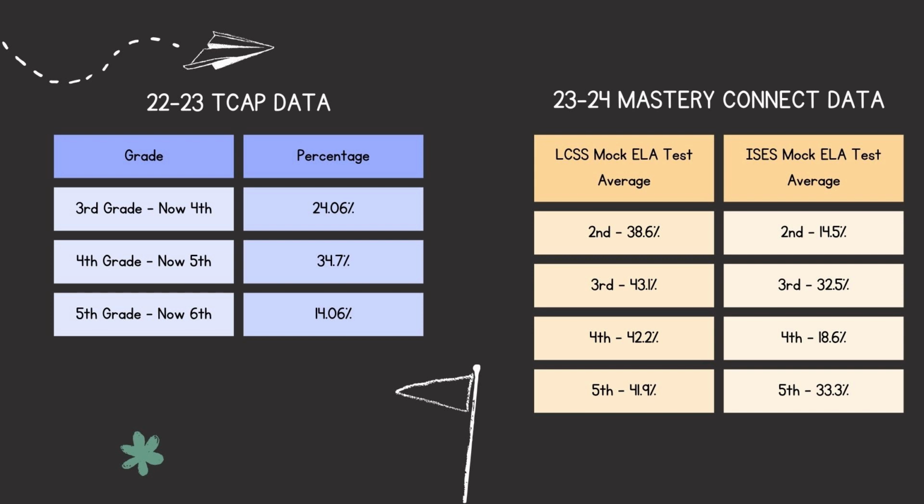14.06%. Our last Mastery Connect data, the district in 2nd grade was 38.6%. ISES 2nd grade was 14.5%. The district 3rd grade was 43.1%. ISES 3rd grade 32.5%. District 4th grade 42.2%. ISES 4th grade 18.6%. District 5th grade 41.9%. 5th grade ISES 33.3%.